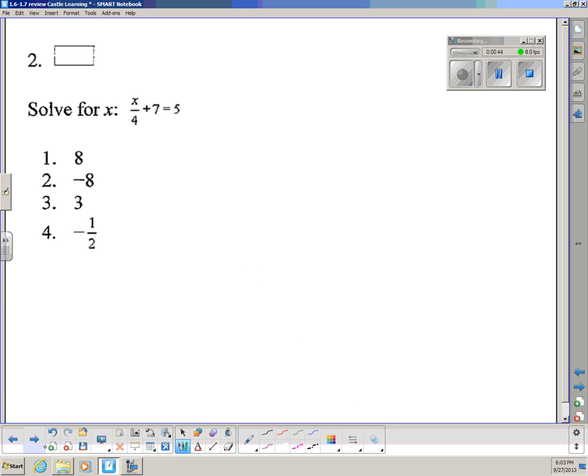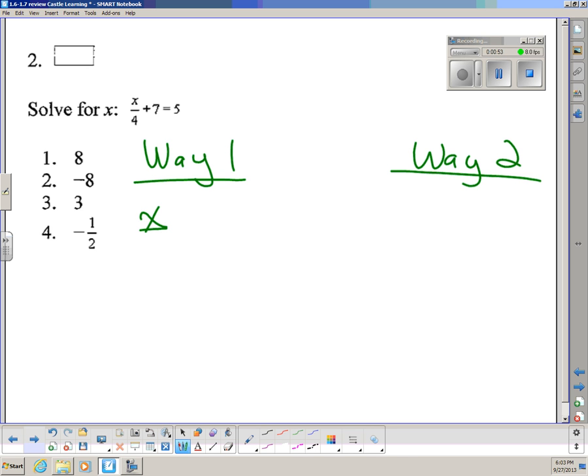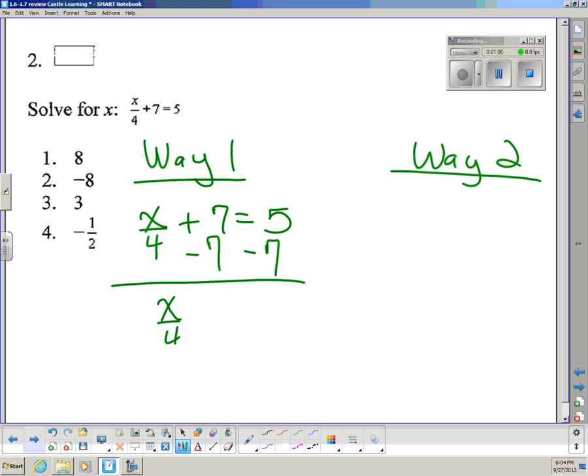All right, number 2, solve for x. I want to do this two ways. You should be able to be flexible with the two ways. So way 1 is x over 4 plus 7 equals 5. I have x over 4, and I'm adding 7. Easy way I can remove the addition of 7 is to subtract 7 from both sides. So we get x over 4 equals negative 2.